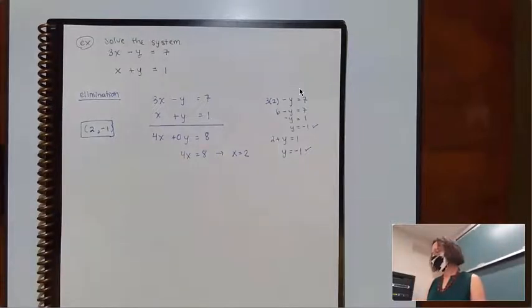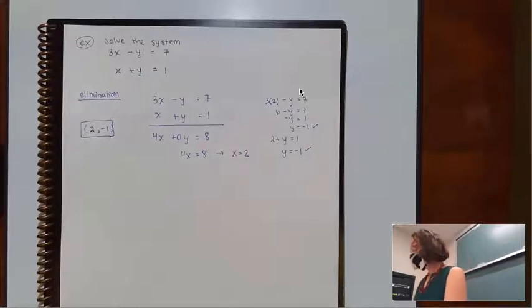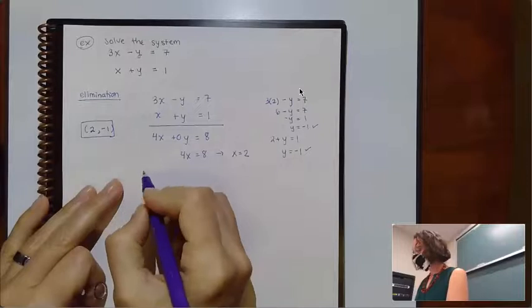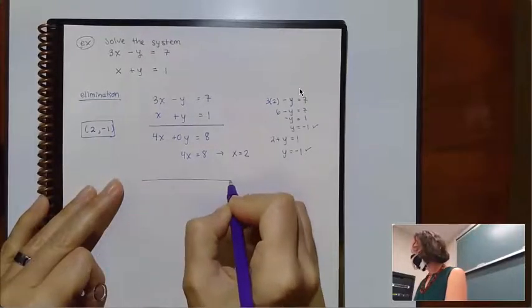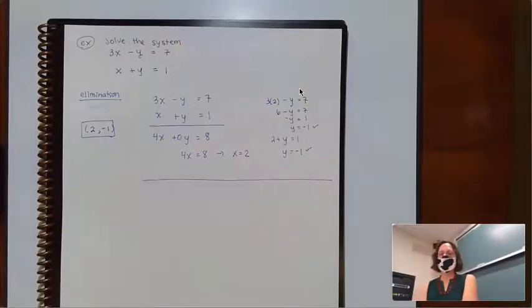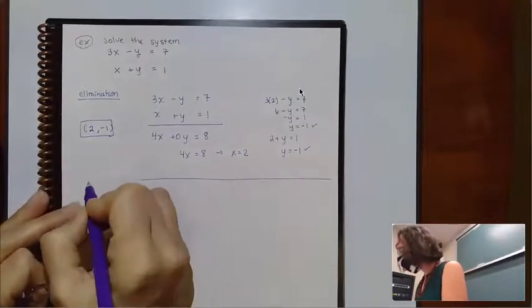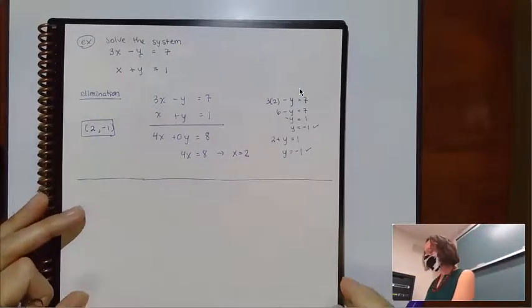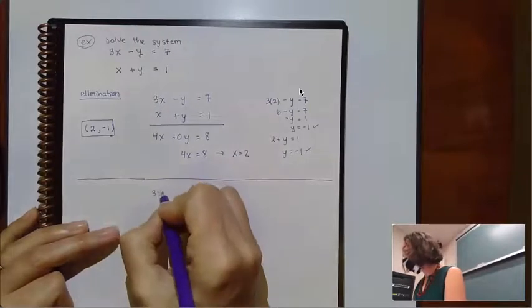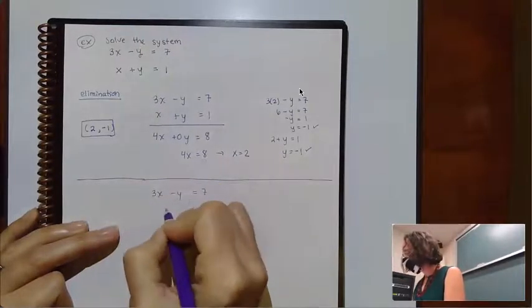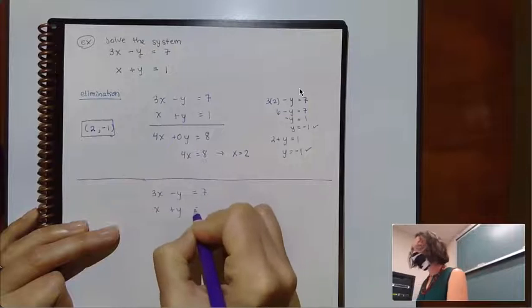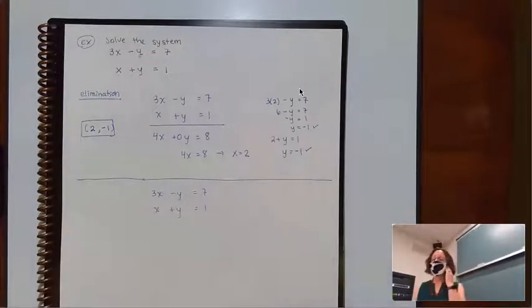Question? Does it matter which variable we eliminate? The first thing that came into my head was to multiply the 3 with the y as well. It's completely fine to eliminate the other one, so let's do it the other way. If your brain sees 3x minus y equals 7 and x plus y equals 1, and you think, oh, I'll just make the x's go away, totally fine.